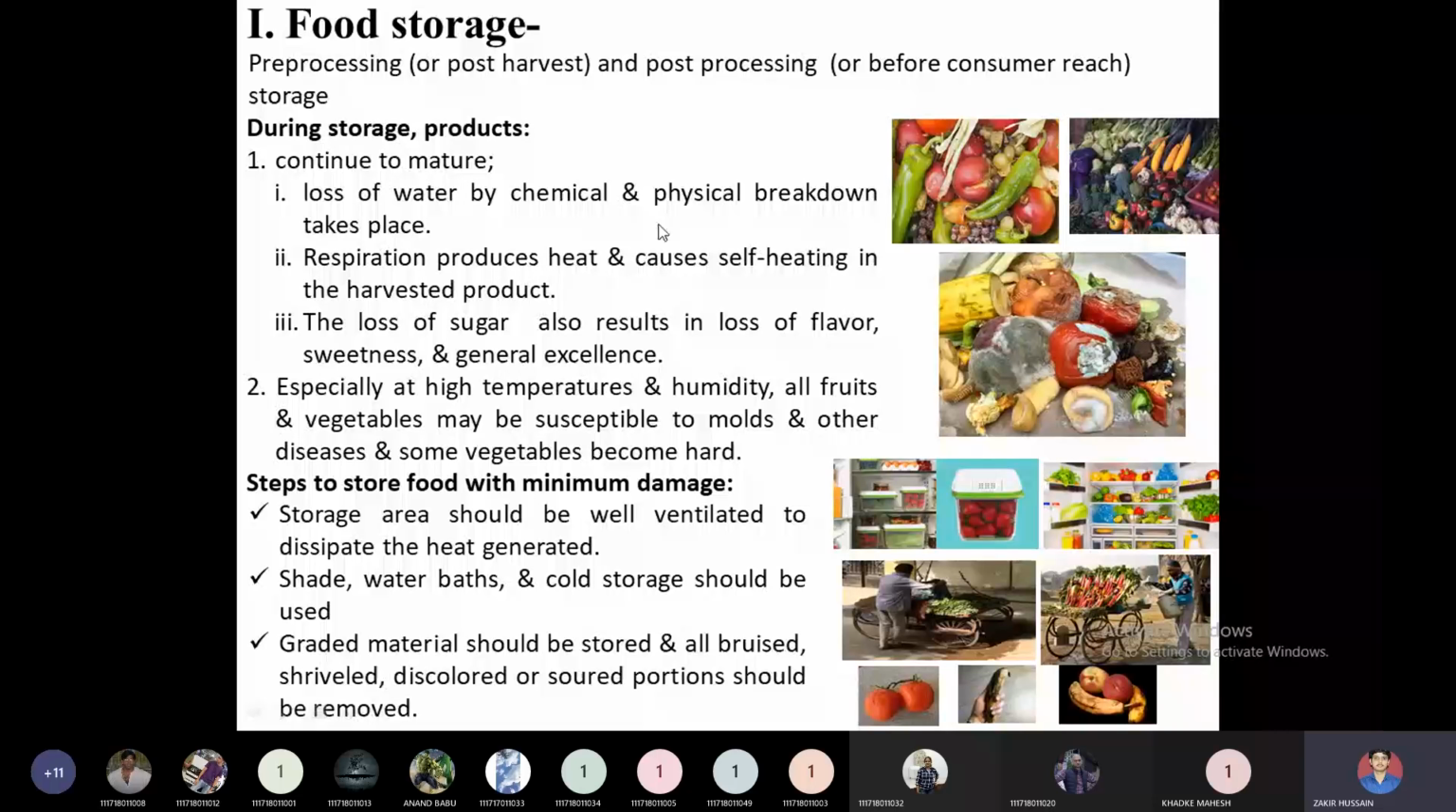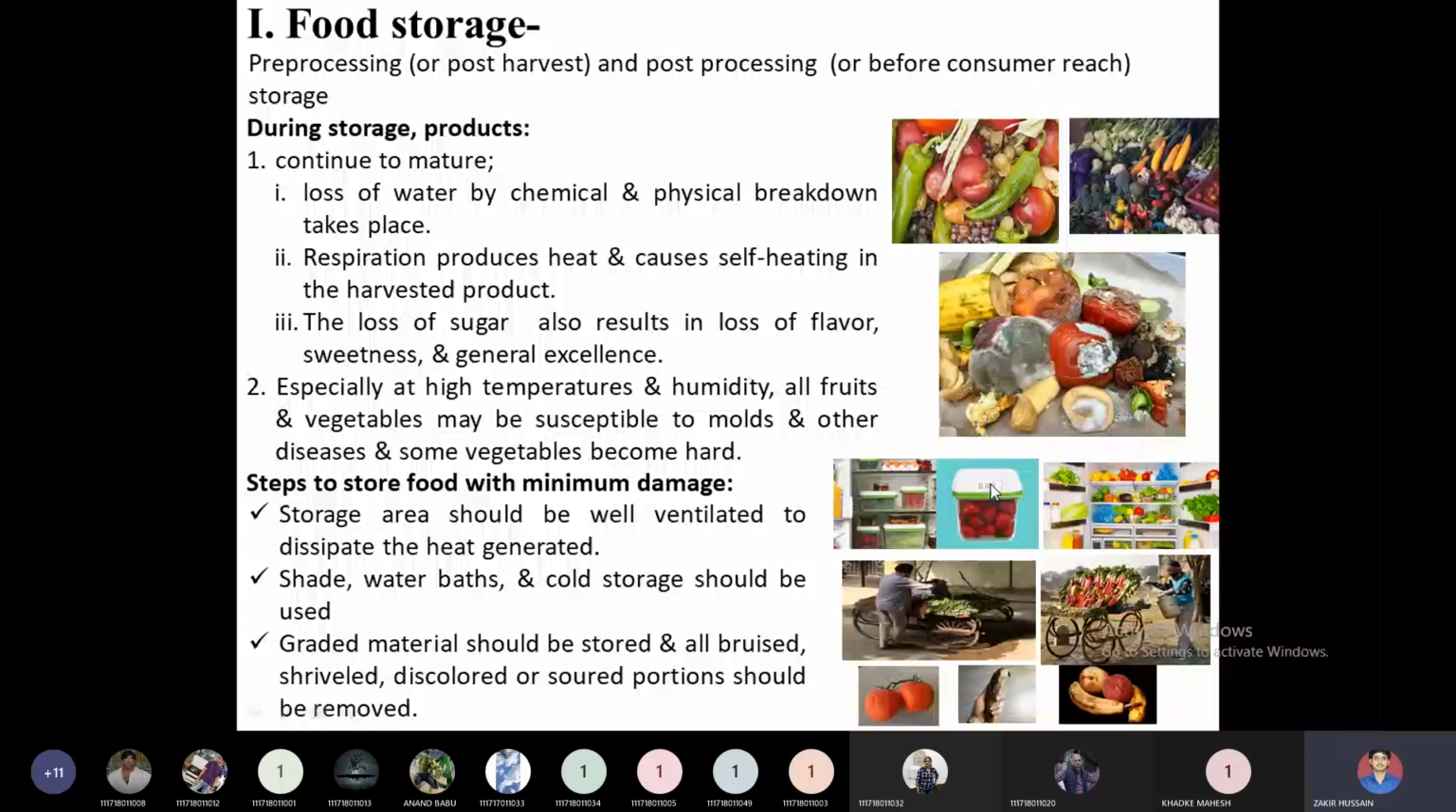Then what are the steps to store the food with minimum damage? Anyway, damage is going to be caused. If we pluck a fruit or vegetable from a particular plant, anyway the damage is going to happen. To minimize the damage, we have to follow certain guidelines. The storage area should be well ventilated to dissipate the heat added. If you see, the storage container has small holes, through which ventilation will be there, so that the heat produced inside will be released to the outside atmosphere, and the food will not be heated more.